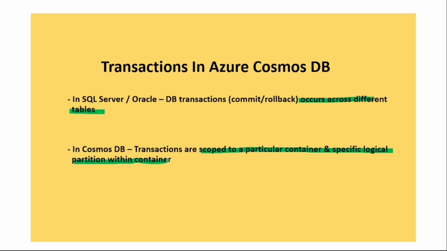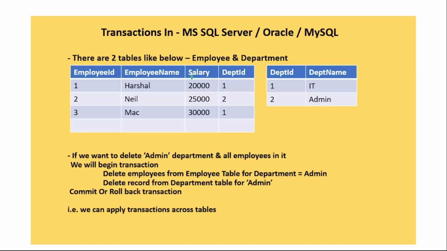I know guys, this is confusing, and let's try to understand it with an example. Let's discuss transactions in relational databases, that is MS SQL Server, Oracle or MySQL. Assume there are two tables, employee and department, and these are the records in the employee table and these are the records in the department table.